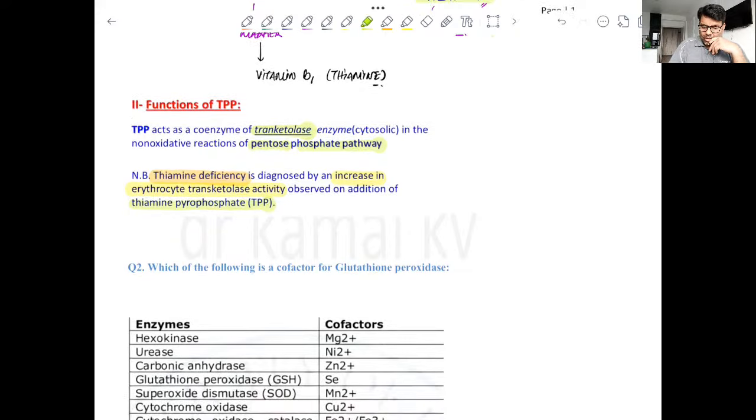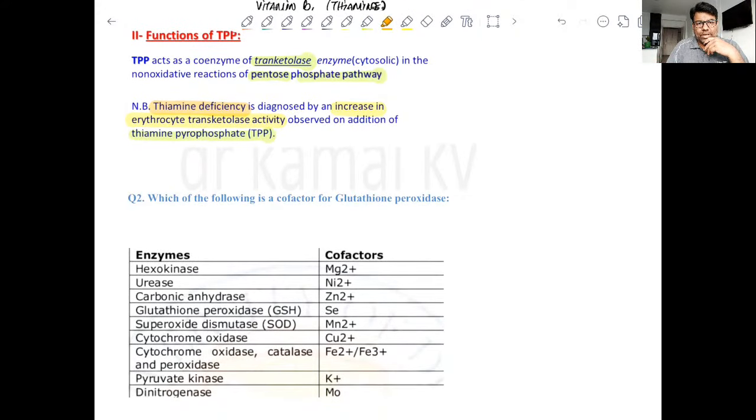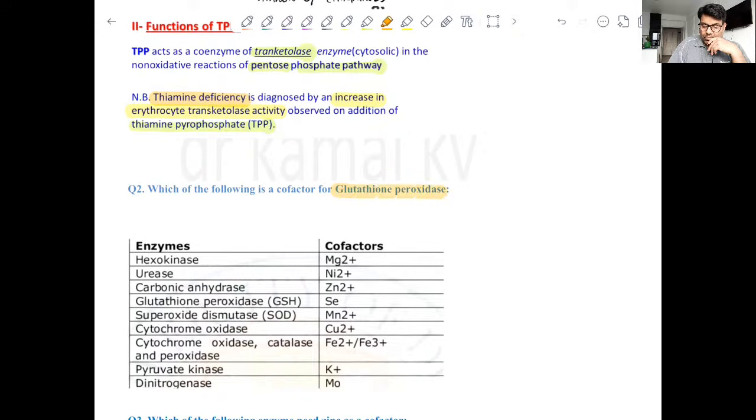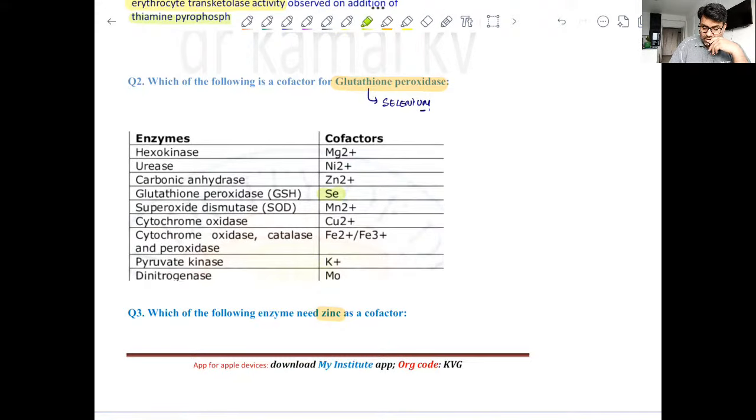Then moving forward, many times we have questions like there is some enzyme which is given and the cofactor is being asked, like for glutathione peroxidase the cofactor is selenium. Clear? So for glutathione peroxidase the cofactor is selenium. Then similarly zinc acts as a cofactor for enzyme carbonic anhydrase, right? So zinc acts as a cofactor for the enzyme carbonic anhydrase.